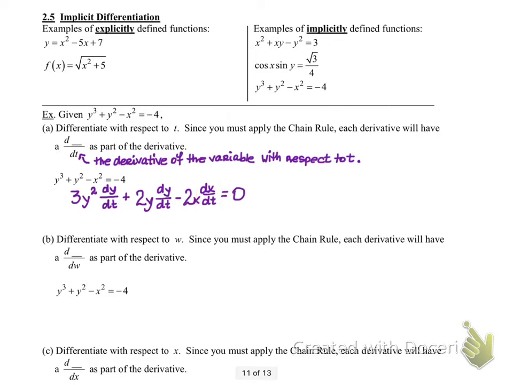So moving along, we're going to differentiate with respect to w. Since you must apply the chain rule, each derivative will have d blank over dw as part of the derivative, or we're taking the derivative with respect to w. And it looks almost identical, except instead of dt on the bottom, we have dw. Now we're going to move on to C at the next page.